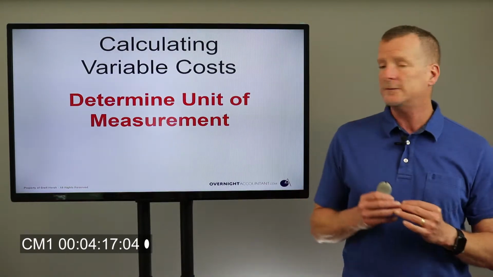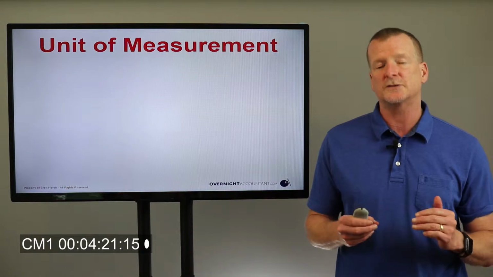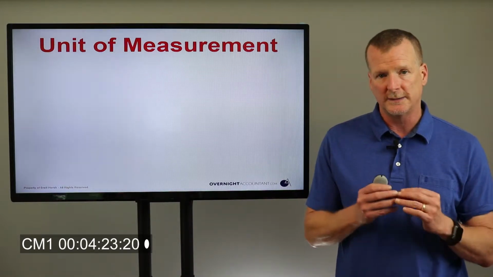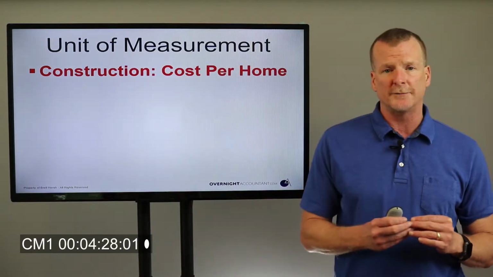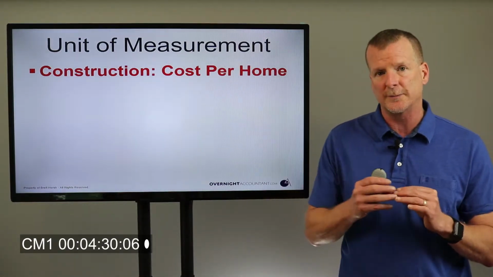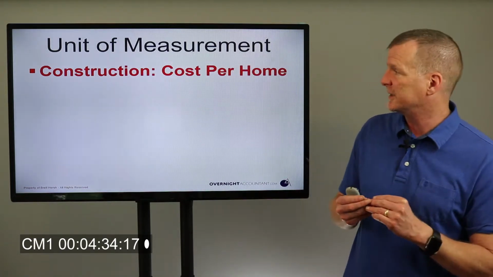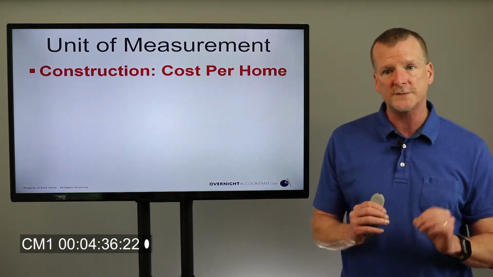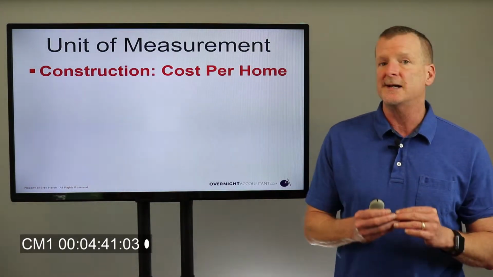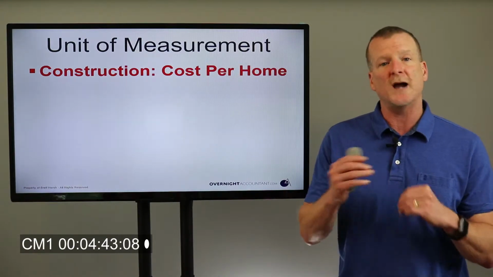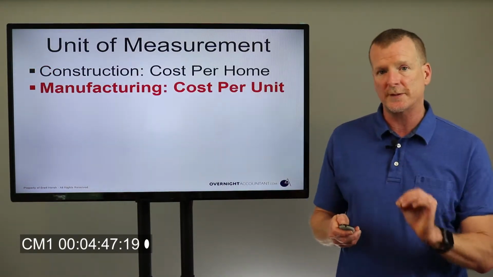First thing we need to do is determine a unit of measurement. We need to determine how we're going to measure our variable costs. So for construction, for example, if you're building a lot of houses of similar design, say in a development where they're very similar homes, you might do cost per home. However, if you're a custom builder, or if you have several different styles, you might do average cost per square foot. That really depends, but we need to determine a unit of measurement.